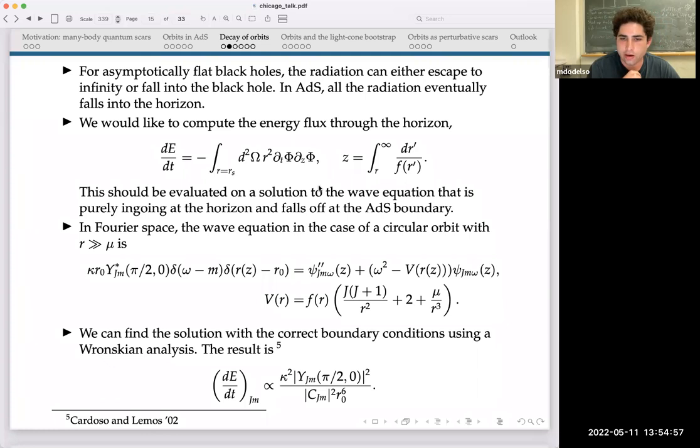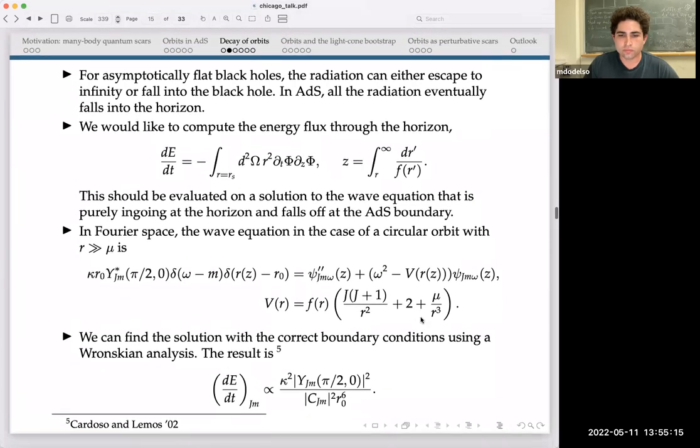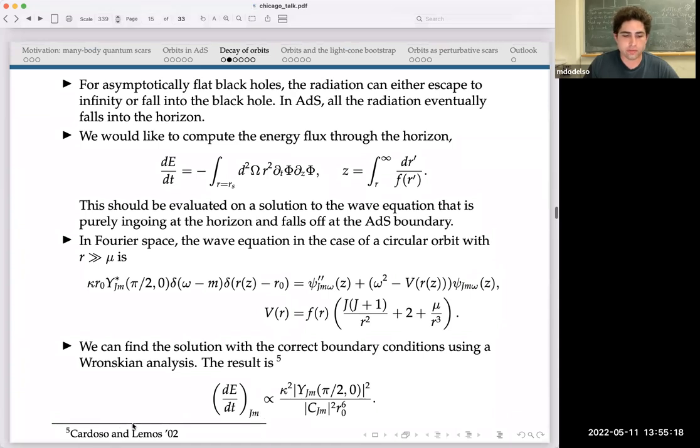So let's write down that wave equation. Here it is. On the right hand side, we have the source of this wave equation in Fourier space, and on the left hand side we have the potential, which takes this form. Cardoso and Lemos showed how to compute the solution using a Wronskian analysis. And what they found was that it's equal to this expression. Here, Y_jm are the spherical harmonics, r_0 is the orbital radius, and these C_jm are the things we need to compute.